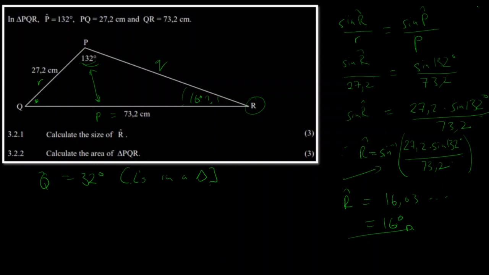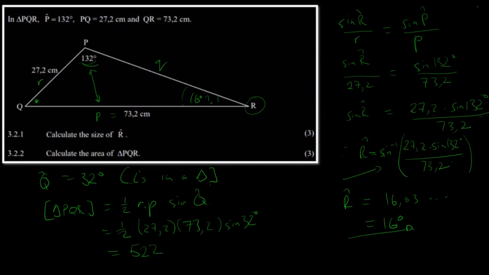Right, so how do we apply the area rule? Well, the area of triangle PQR is going to be equal to 1/2 of R times P times sine of angle Q, which just looks like this, 1/2 of 27.2 times 73.2 times sine of 32 degrees, and that should give us, if my calculator spoke the truth, 522.5 square centimeters. And that is as good as that gets.